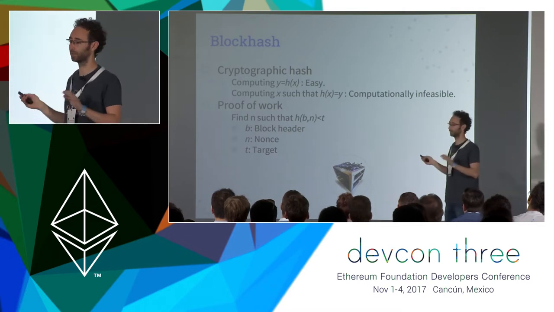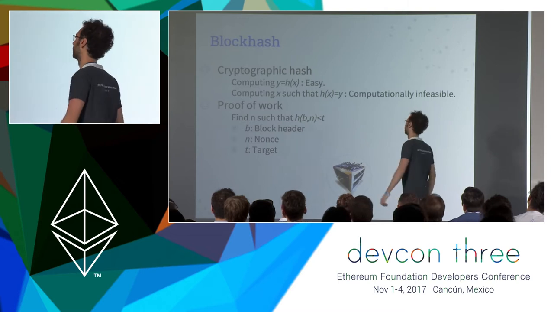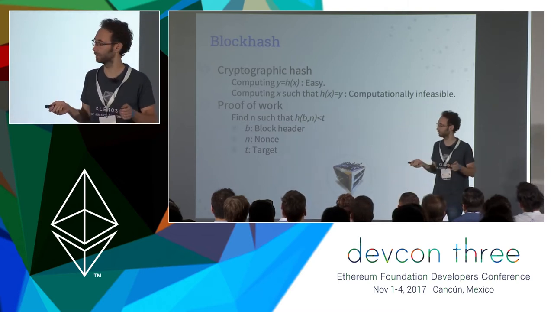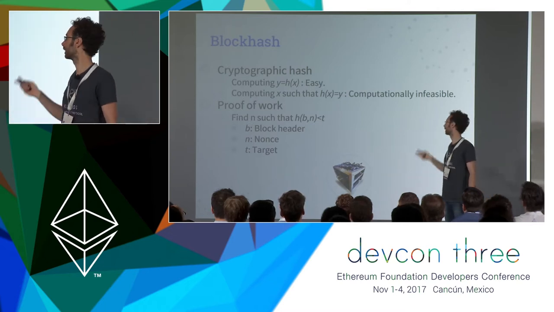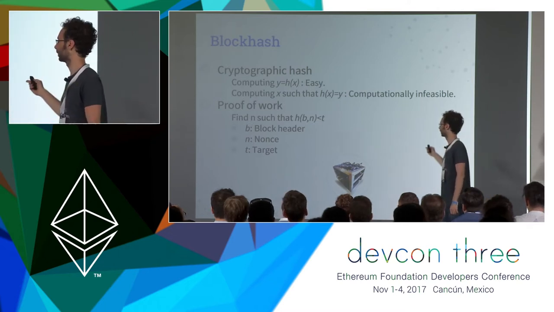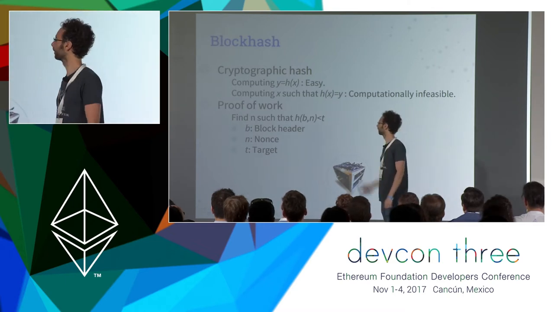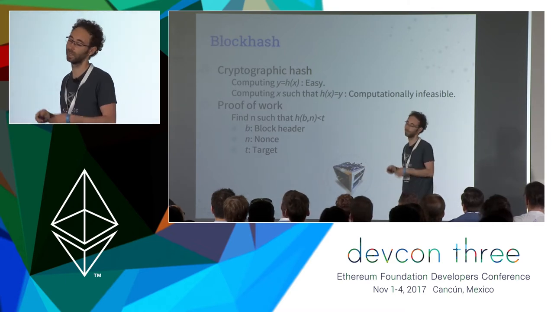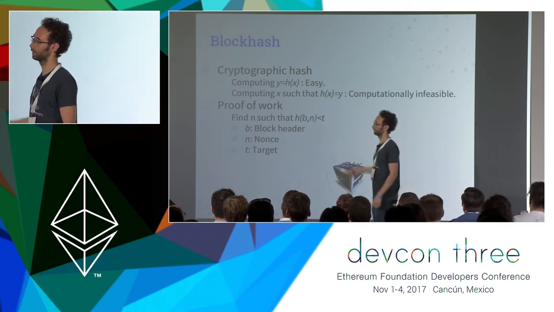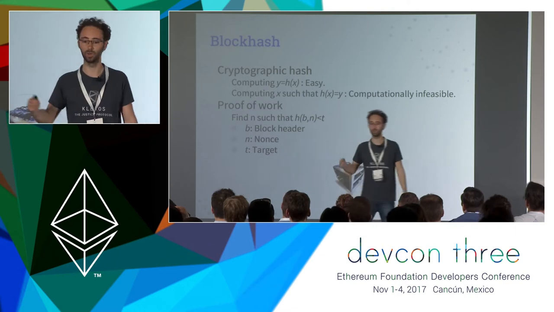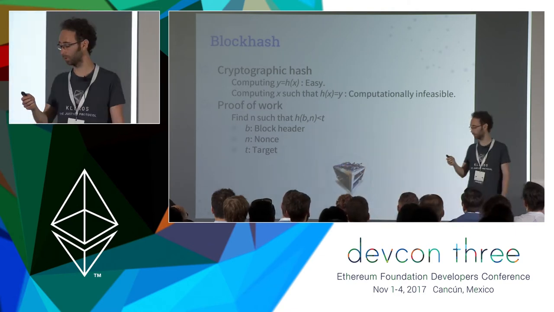So first, let's go back to basic proof of work. You have a cryptographic function: if you want to compute h of x, it's easy. But if you want to compute x so that h of x is y, it's computationally infeasible. So in proof of work, basically you take the block header, you start with a nonce, like zero, and you hash it, and if it's lower than the target, you mine a block. If not, you increment the nonce, n equals 1, 2, 3, up to the point you find a block or someone else did.